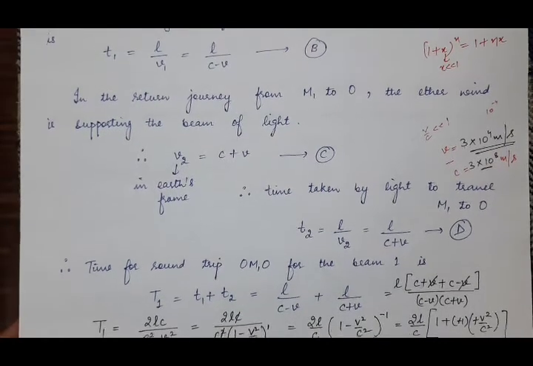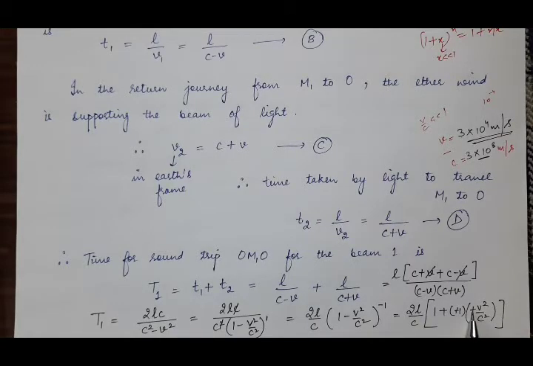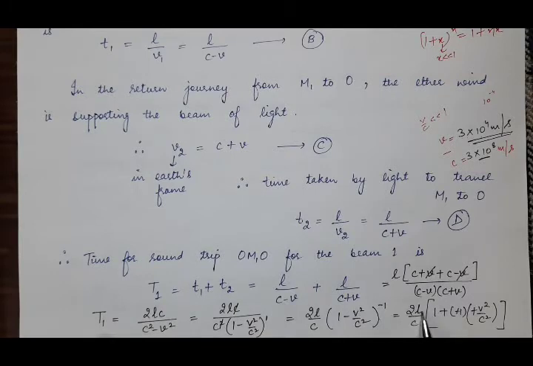So after applying the binomial theorem, what will we have? 1 plus n is minus 1, x is minus v square by c square, minus and minus will become plus. So we'll have T1 is equal to 2L by c into 1 plus v square by c square. So now we will calculate the time taken by light beam 2 for the round trip O to M2 to O.